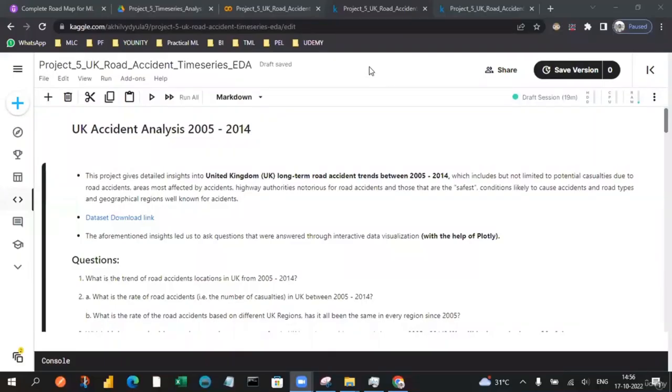So in this video, we can see the project file, the UK road accident time series dataset. The project is explained in detail: we need to get predictions of road accidents in the UK between 2005 and 2014, which also includes some limitations corresponding to the potential causalities of road accidents.